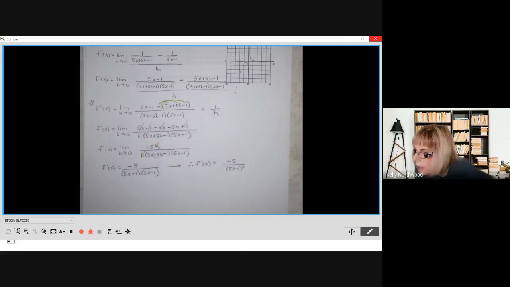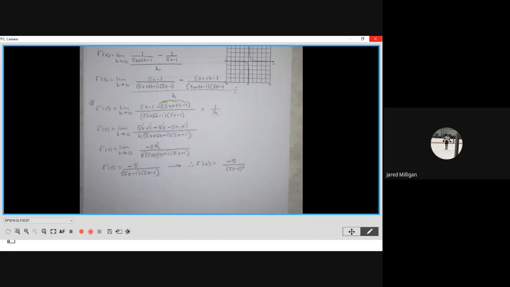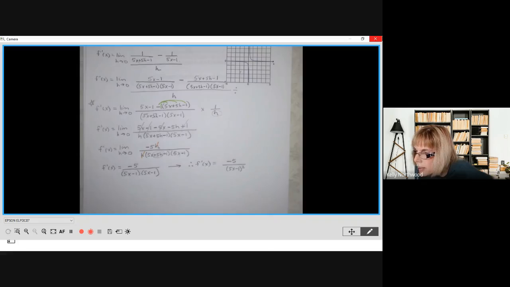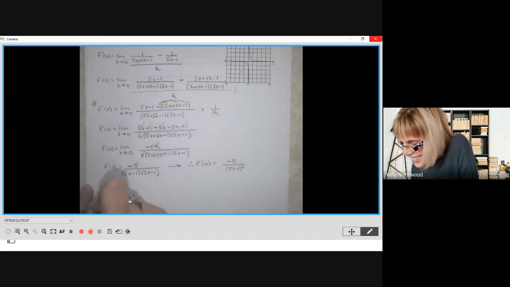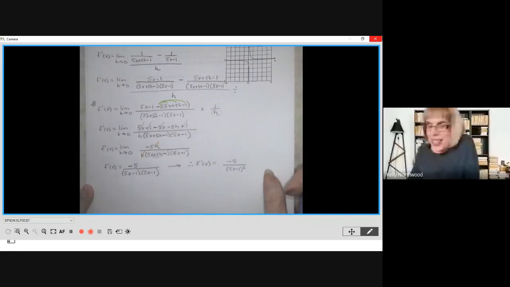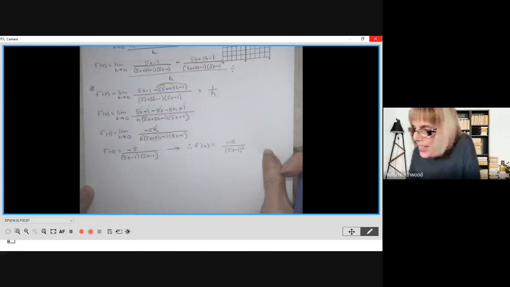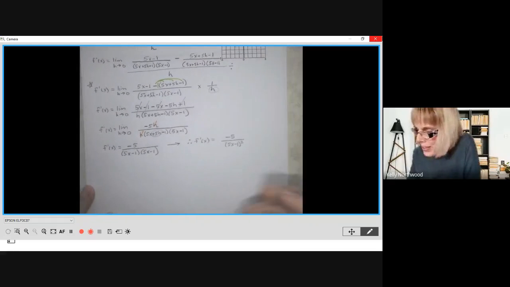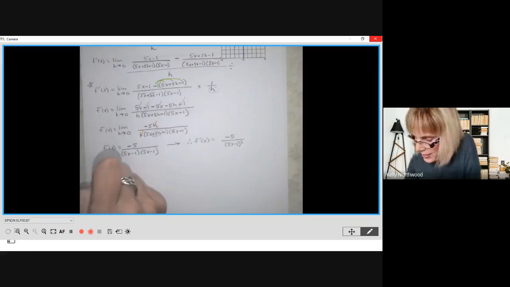Everyone okay for that? Finding f prime at x? Finding the derivative? All good? Okay, then our last part for the lesson, part B, is to find f prime at 2/5. Find the derivative at the point when x is 2/5. So that means f prime at 2/5.